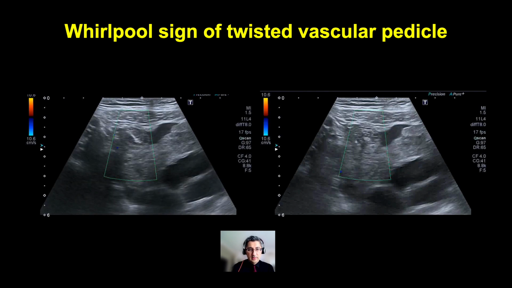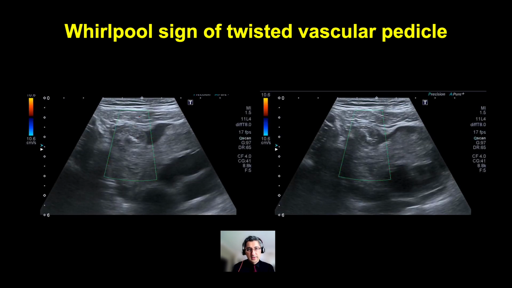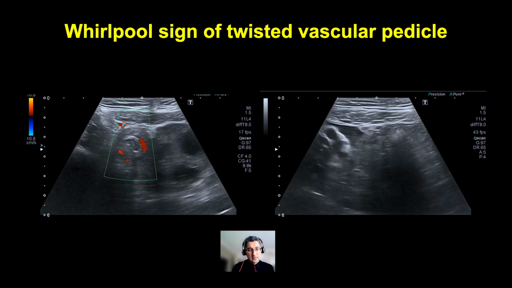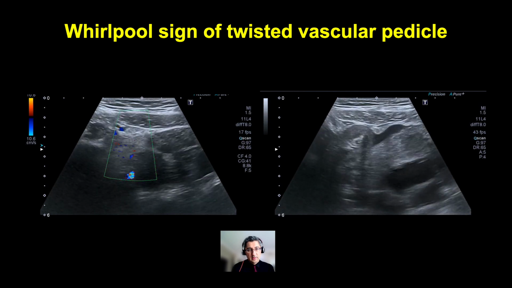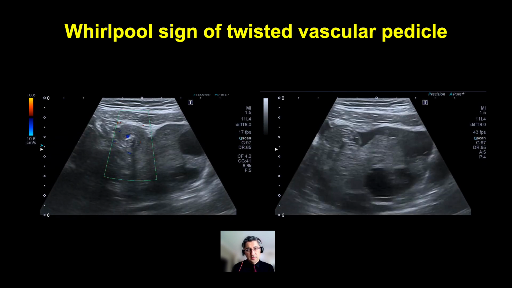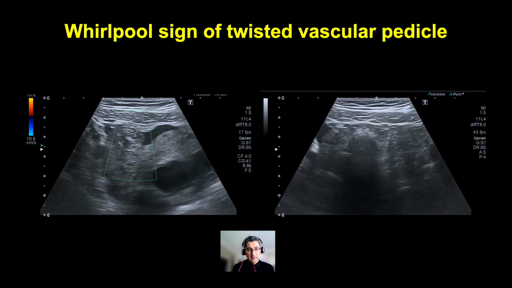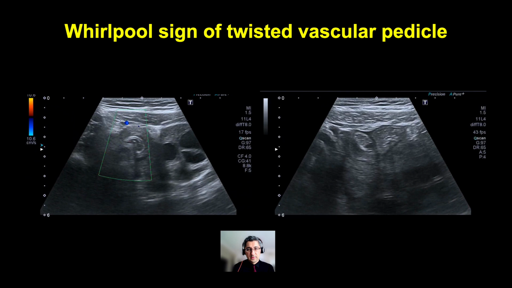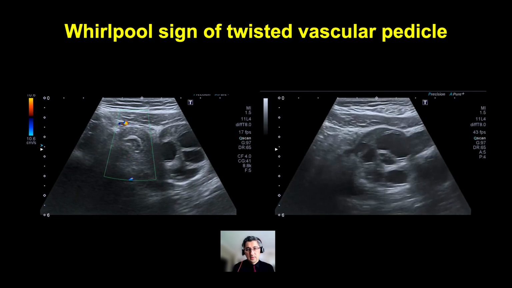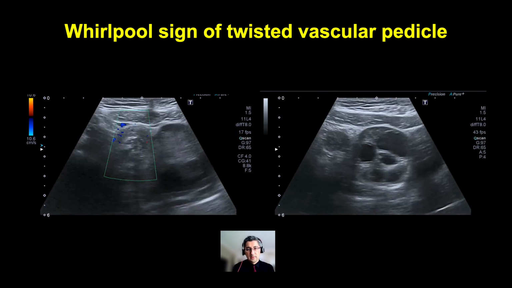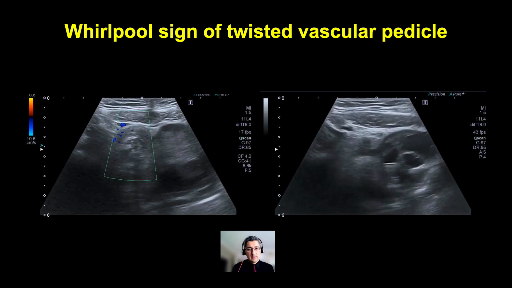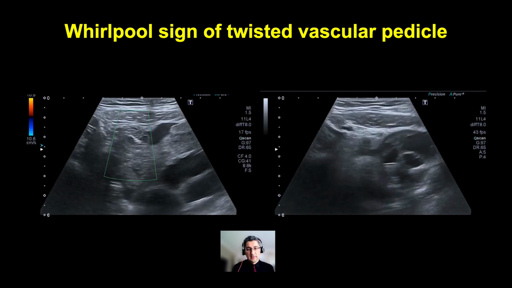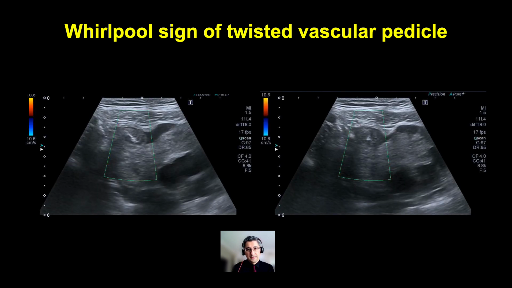Here you can see the whirlpool sign of the twisted vascular pedicle. When you swipe your probe from cranial to caudal or caudal to cranial, you can see the whirlpool similar to midgut volvulus. As you can see here, twisted. This is a reliable finding, but not seen in all cases.